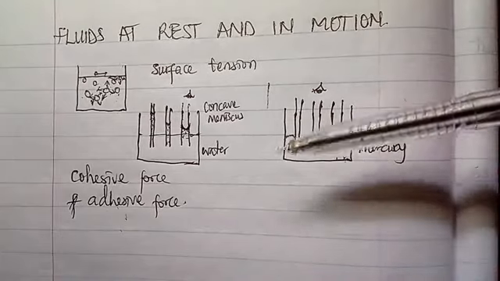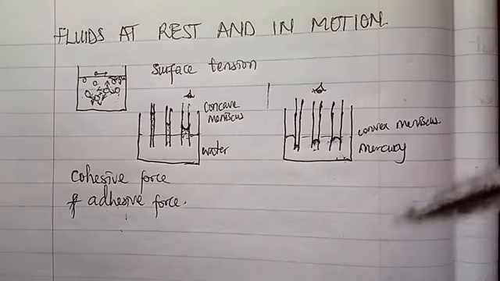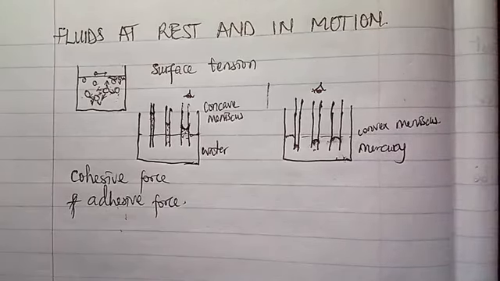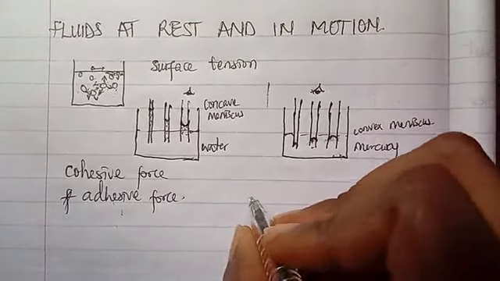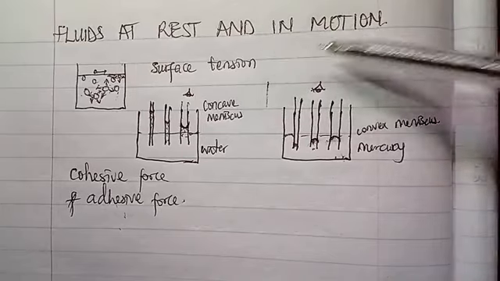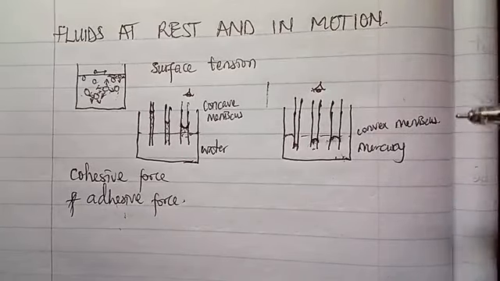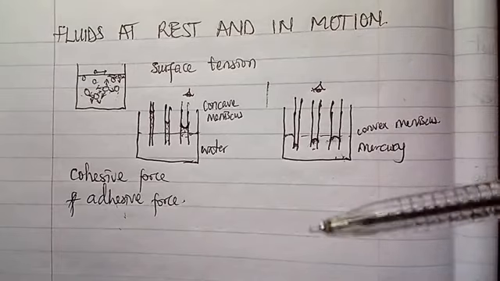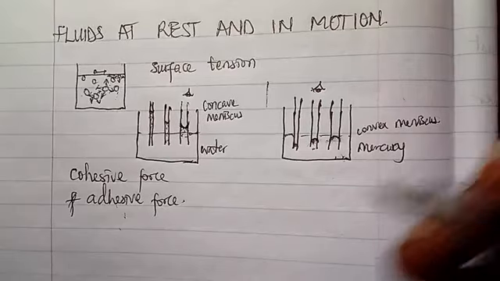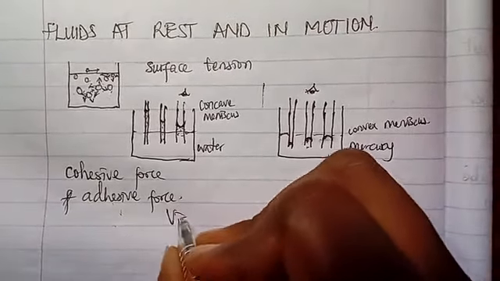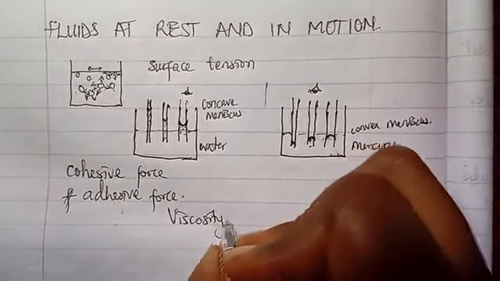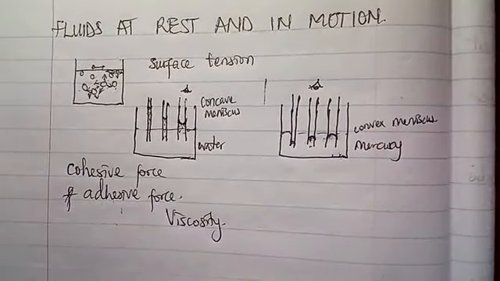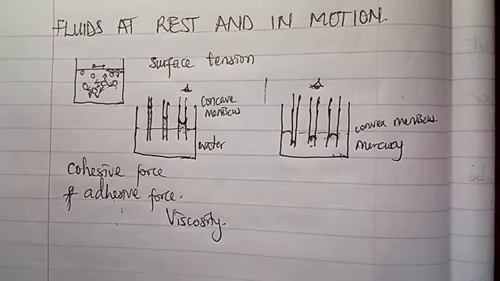So, this is all about liquids at rest and in motion. We'll now be talking about something we call viscosity. Since we are talking about liquids in motion, viscosity is the resistance to flow of liquids, that's friction in liquids. Viscosity, the resistance to flow of liquids.